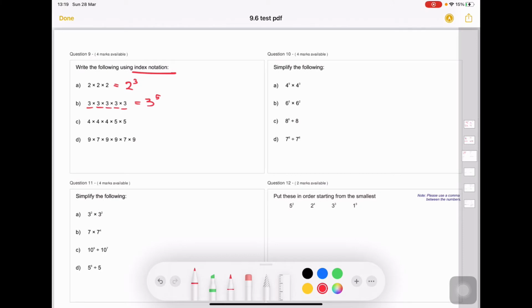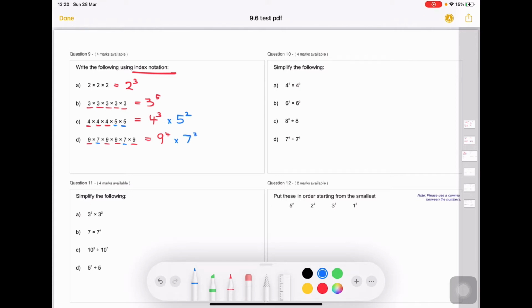Here I can see 2 values, so I have a 4. So we have three 4s, so I write 4 to the power of 3, and we have two 5s multiplied, so 5 to the power of 2, or 5 squared. For the next one, they've just mixed it up a bit, so you have 1, 2, 3, 4 nines, so 9 to the power of 4, and we have two 7s, so 7 squared.